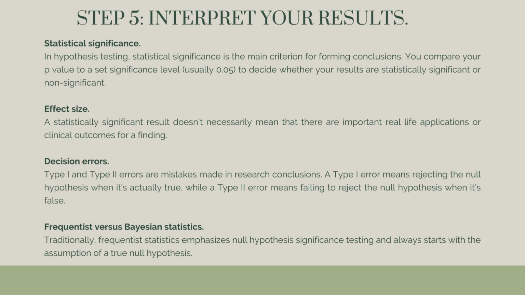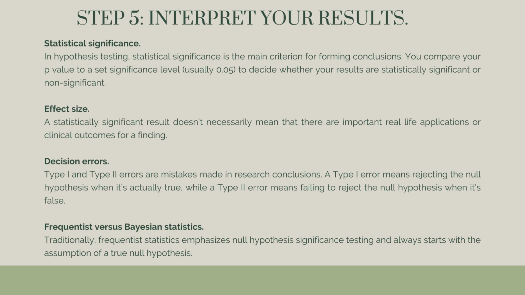Decision errors. Type I and Type II errors are mistakes made in research conclusions. A Type I error means rejecting the null hypothesis when it's actually true, while a Type II error means failing to reject the null hypothesis when it's false. You can aim to minimize the risk of these errors by selecting an optimal significance level and ensuring high power. However, there's a trade-off between the two errors, so a fine balance is necessary.